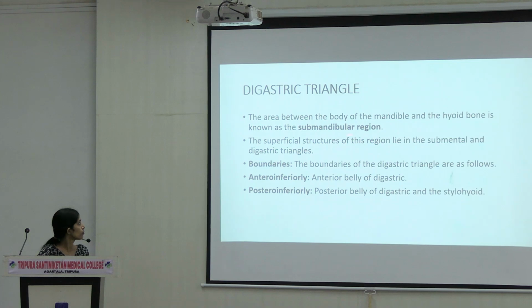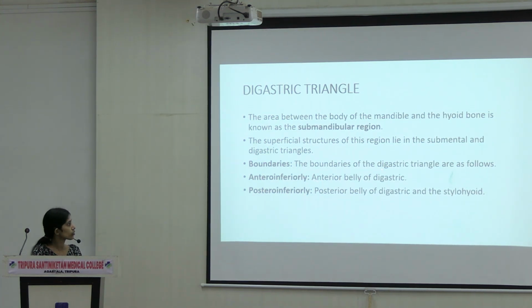Digastric triangle. The area between the body of the mandible and the hyoid bone is known as the submandibular region. Submandibular region is again a separate chapter. Every structure present in your submandibular region will be discussed in detail in that chapter. The superficial structures of this region lie in the submental and also in the digastric triangular part.